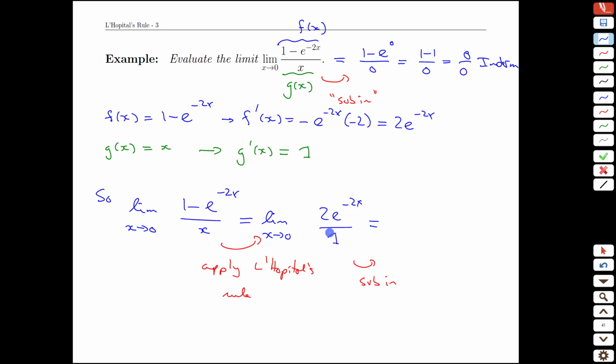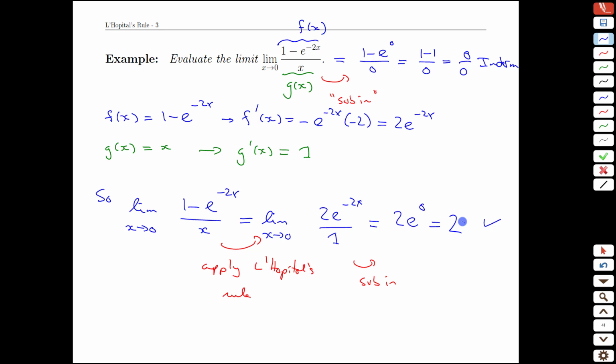It certainly looks like we have good potential, because now when we sub in x approaching 0, we just have 2e to the 0. And 2e to the 0 is just 2. And so we would say the limit here exists and has a very specific value of 2.